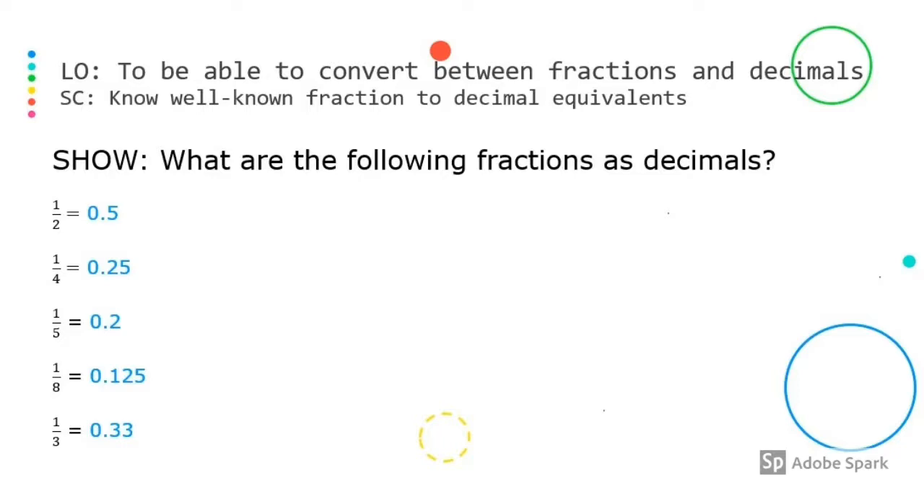Now I've just said that a third is the same as 0.33. This is the decimal rounded to the nearest two decimal places. In actual fact, a third is the same as 0.333333, and it keeps on going, but you don't need to know that now.